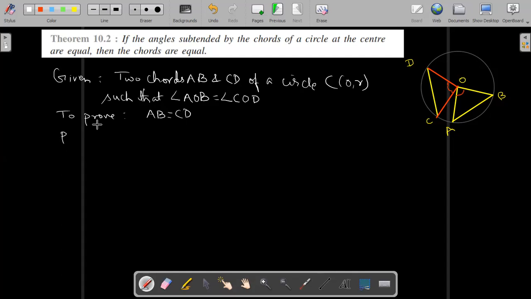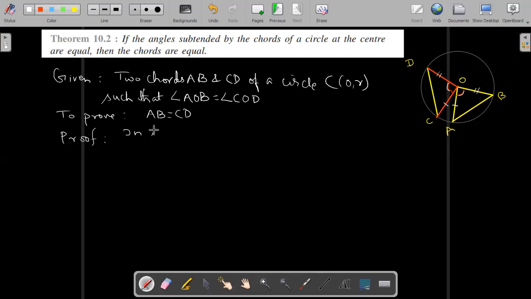To prove this, we will consider these two triangles. If you see, AO is equal to CO because these are the radii, and this angle is equal to this angle, and this side is equal to this side because both are the radii. Side angle side. So by using side angle side, we can prove that these two triangles are congruent.